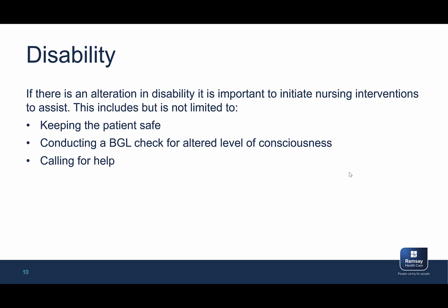So, again, if there's an alteration in disability, initiate the appropriate interventions. This includes, but is not limited to, keeping the patient safe. If you note an altered level of consciousness, it's also good to check a BGL, blood glucose level, not only for diabetics, but for anyone you're concerned of a potential alteration in their level of consciousness. Here, it's important to call for help and make sure you get a clinical review, if not a rapid response review, depending on the assessment results you have.